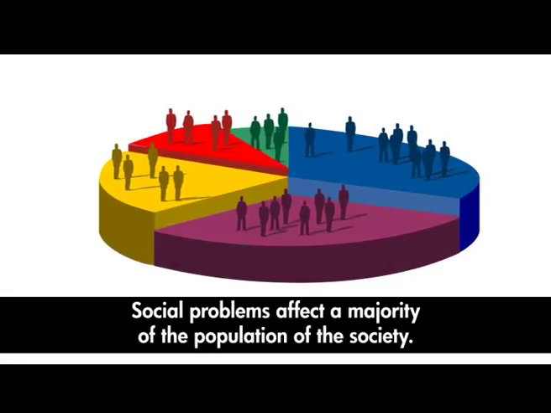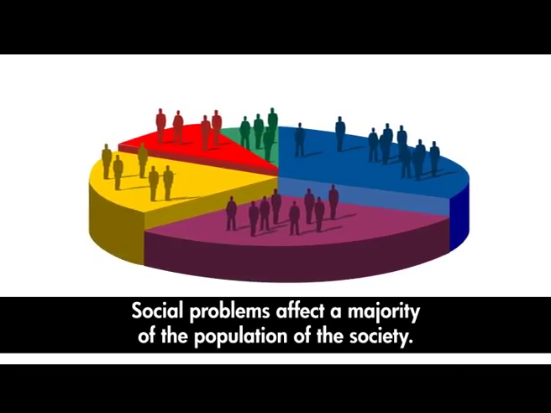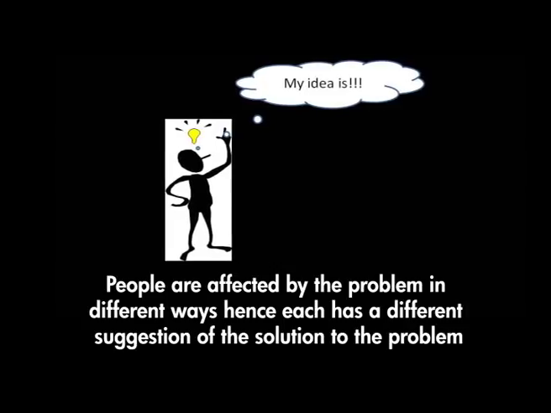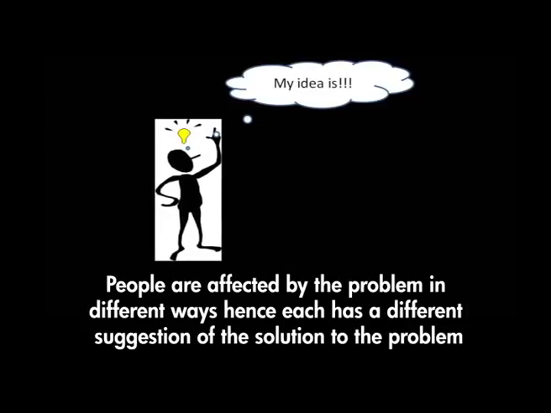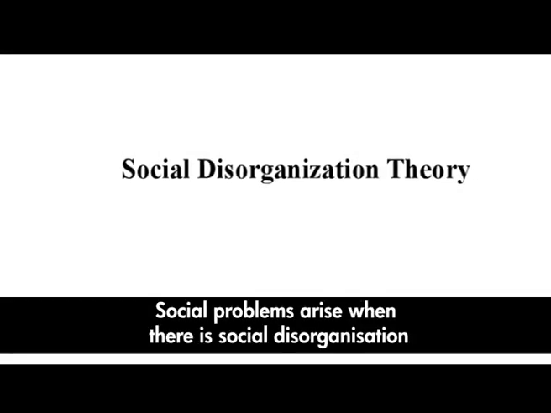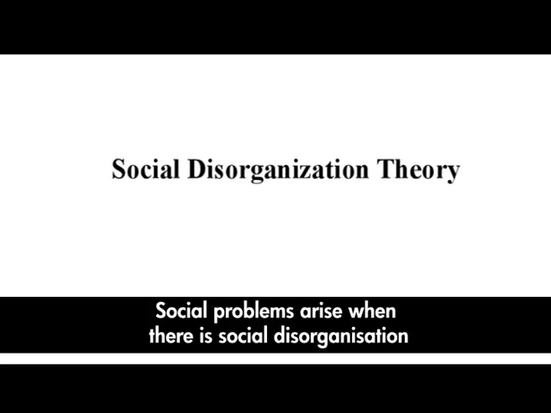It is hard to find solutions or to implement recommendations for many social problems. This is because social problems affect a vast majority of the population of the society. These people are being affected by the problem in different ways, hence each has a different suggestion for the solution to the problem. Implementation of recommendations is equally hard, since everyone being affected is supposed to take part, and this does not necessarily happen.